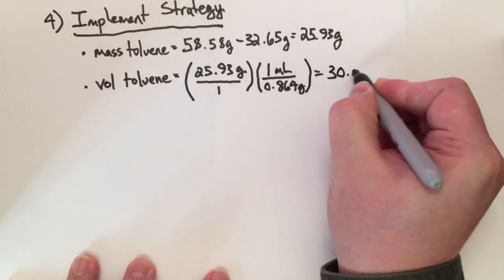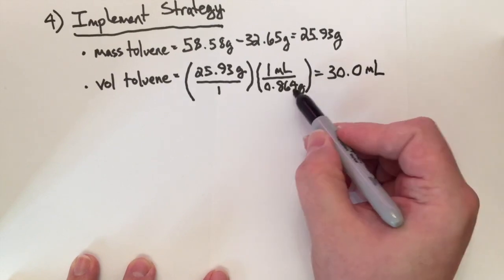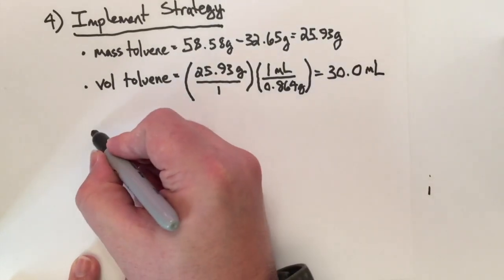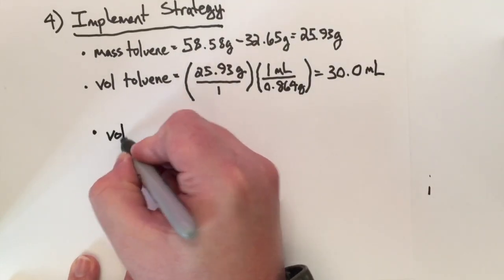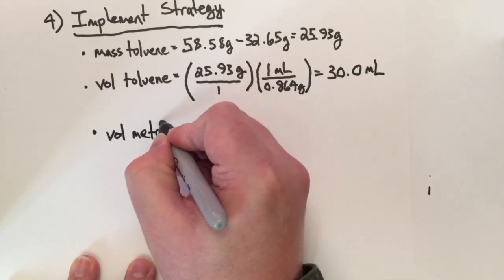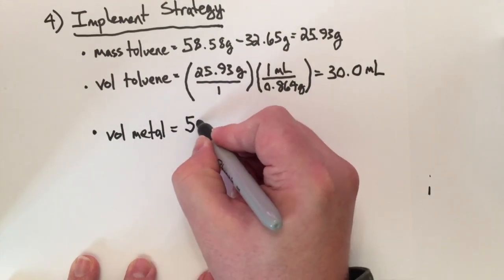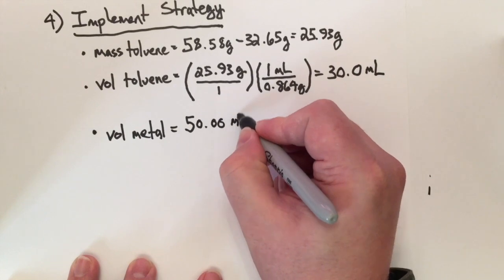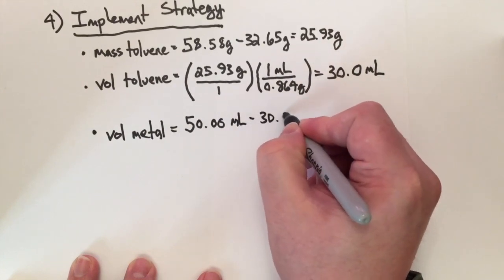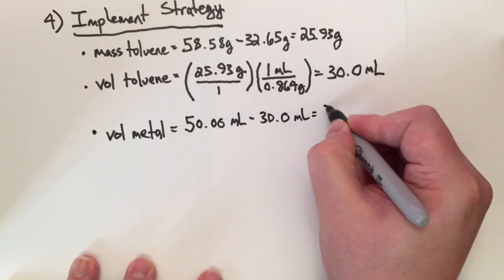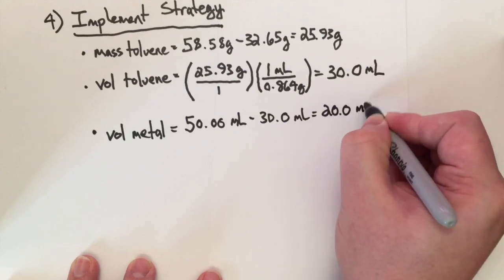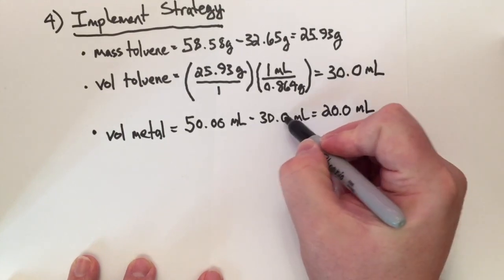The volume of the toluene is equal to its mass divided by 1 times the inverse of its density, 1 over 0.864 grams per milliliter. This is equal to 30.0 mils, 3 sig figs limited by the sig figs in the density. The volume of the metal is then equal to the total volume, 50.0 mils, minus 30.0 mils, which equals 20.0 mils. Once again, 3 sig figs in the answer, limited by 30.0.